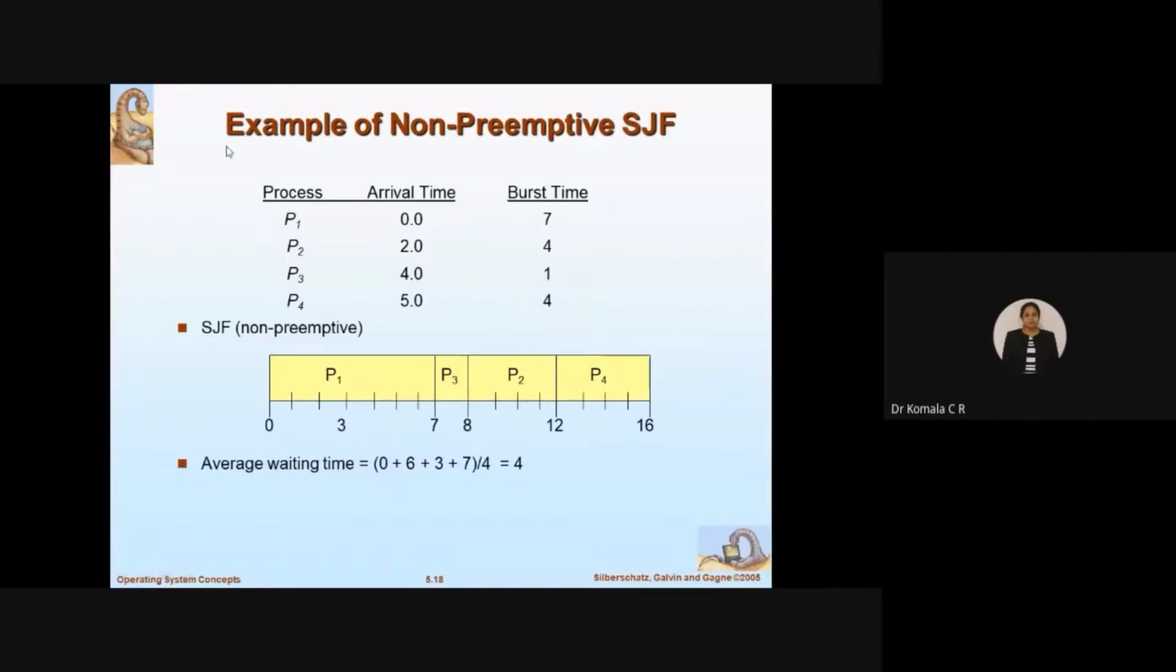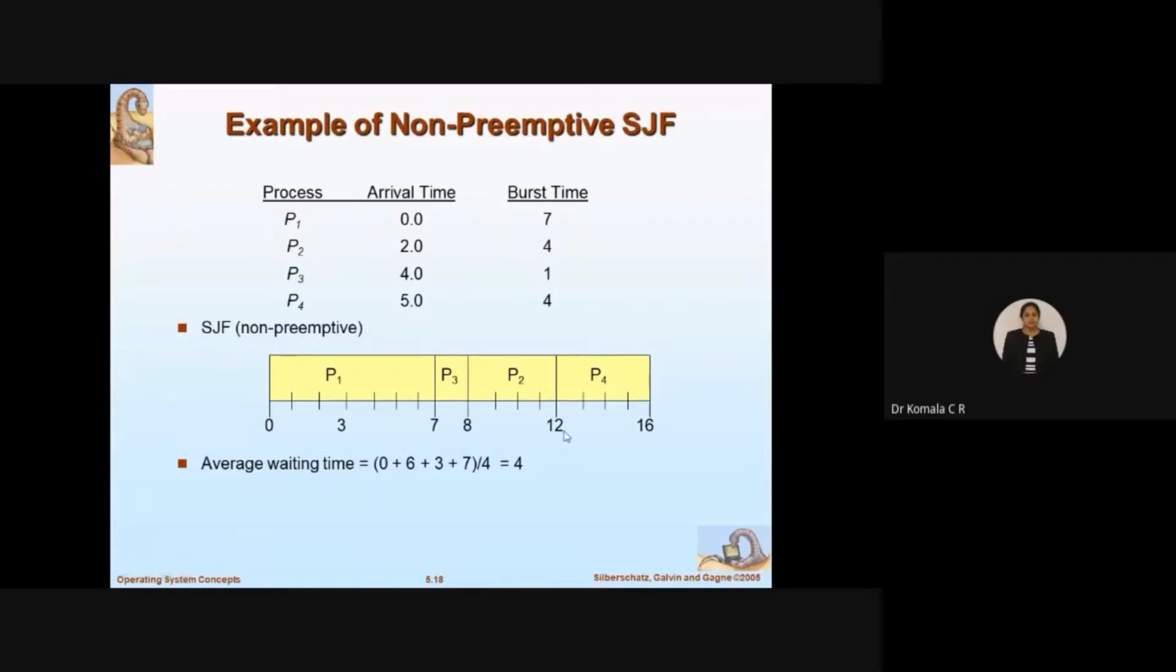Both require the same time, but I still prefer P2 because P2 arrived at 2 seconds, before P4 arrived at the 5th second. Since P2 was kept in the queue first, I will go with P2. Once I start P2, I will not preempt it, I will complete it. How many slots do I need? 4. 8 plus 4 is how much? 12. So at the end of the 12th slot, I have completed P2.